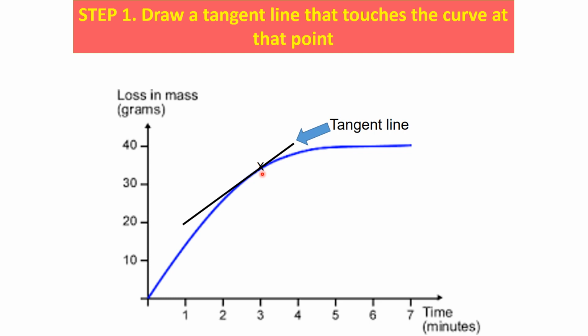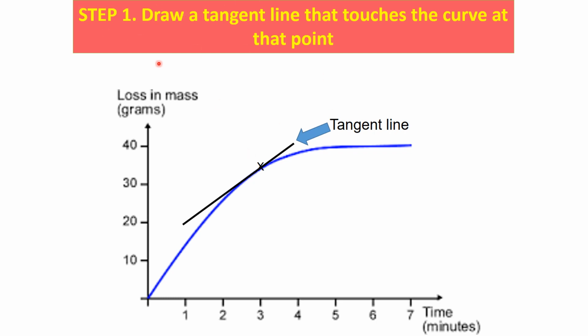So it asks us to find out the rate of reaction at 3 minutes. So you go up from 3 minutes and you put a cross on the line. You then draw a line that matches the curve as closely as possible. As you can see here with this line, it matches the curve very, very closely. Basically, the curve at that point matches it. Okay, so that's step one.